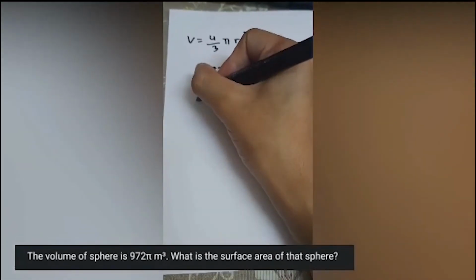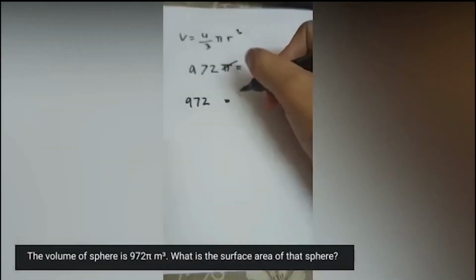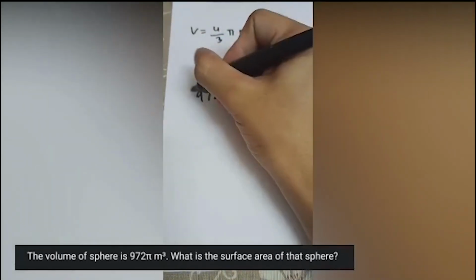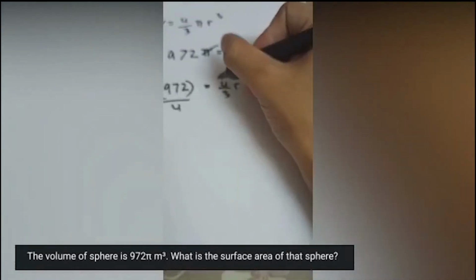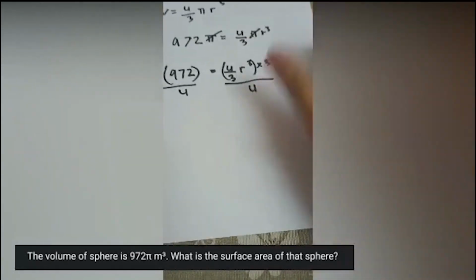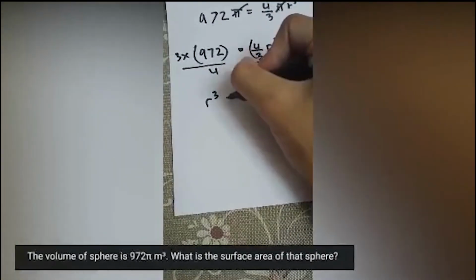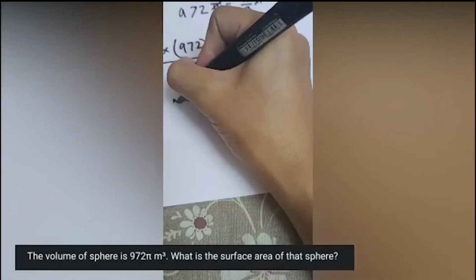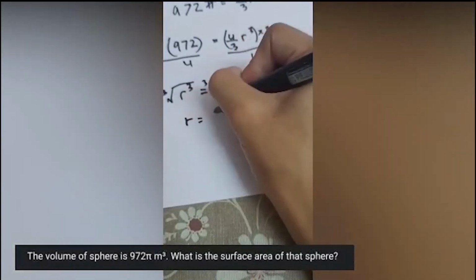Then let's make this r single. So we're going to have 972 equals 4/3 r cube. So we're going to multiply by 3 and divide by 4. The same goes here, multiply by 3 and divide by 4. So all that is left is r cube equals 729. So just cube root here and here, so r equals 9.